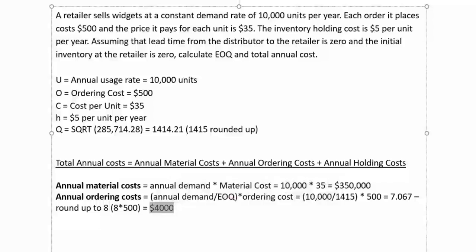That's important. Now, annual holding costs: the cost to hold materials in storage before they are sold.